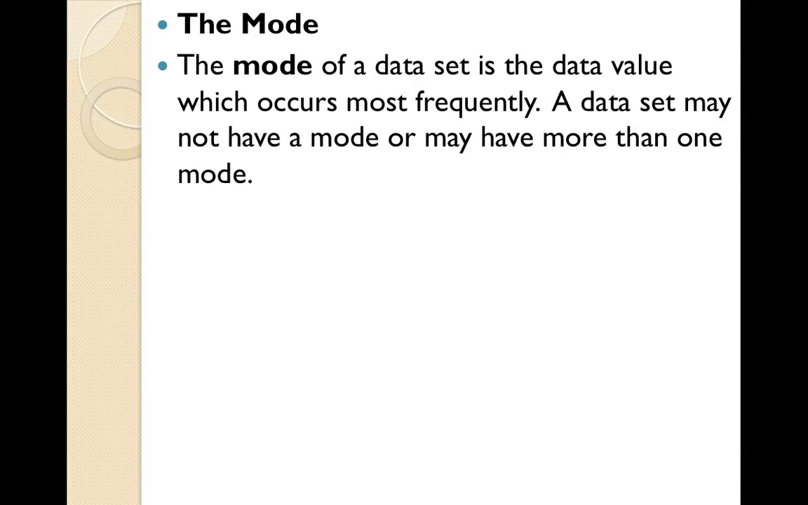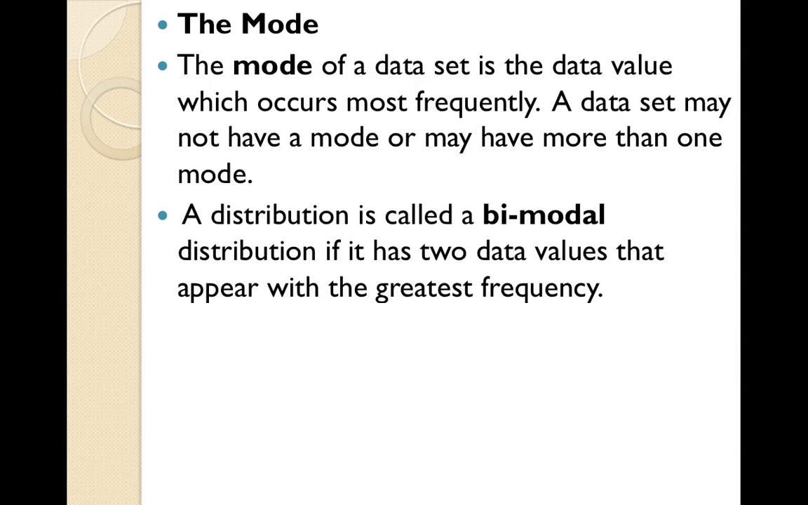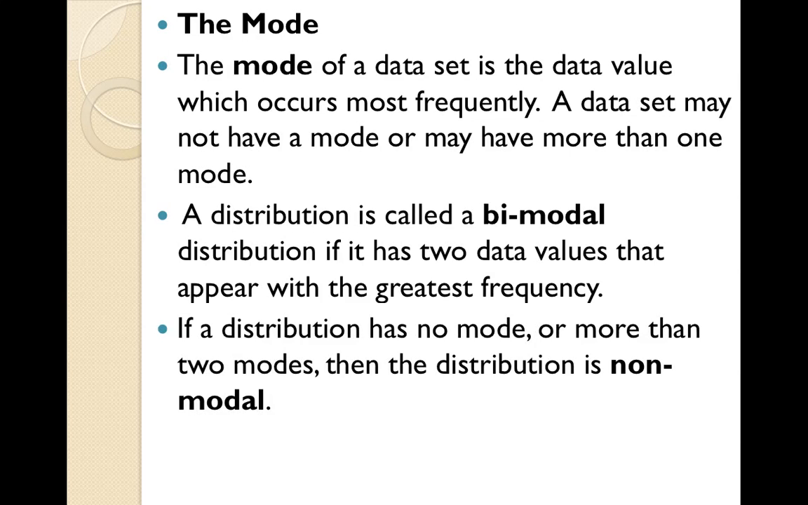The mode. This is the third measure of central tendency. The mode of the data set is the data value which occurs most frequently. A data set may not have a mode, or it may have more than one mode. A distribution is called a bimodal distribution if it has two data values that appear with greatest frequency. If a distribution has no mode or more than two modes, then the distribution is called non-modal.